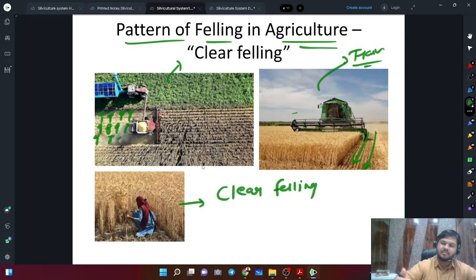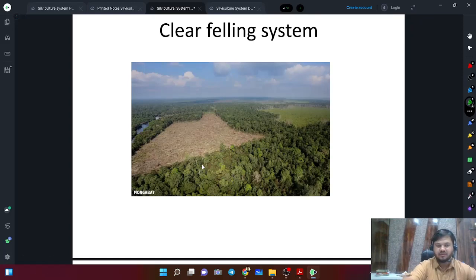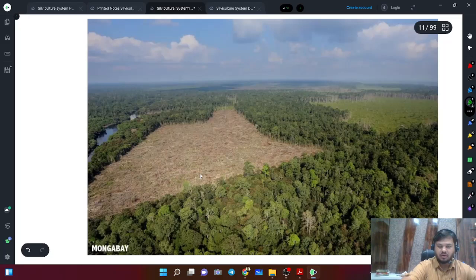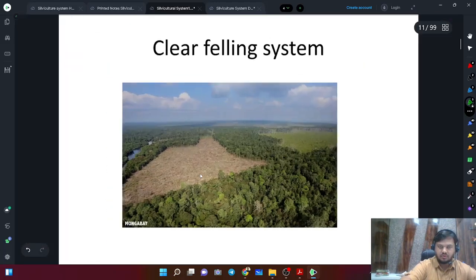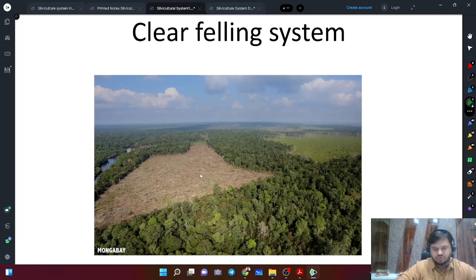So they copied the same for forests, for trees. Suppose this is a forest. I've taken all these images from Google, with due credit. Basically this is how they did it. This is a huge land, an aerial snapshot, multiple hectares of land. What they have done is cut all this area. You can see all these are cut. So this is the clear felling system, and this is how they started doing it.